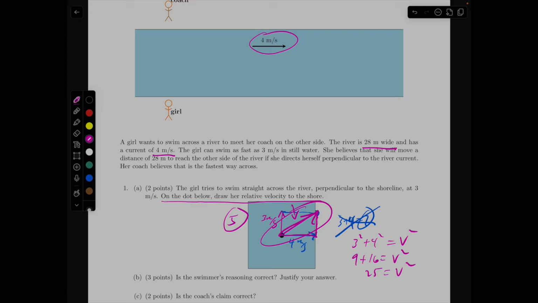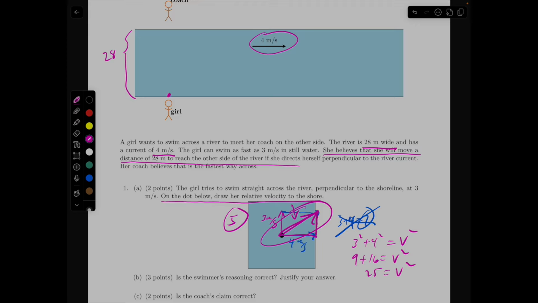All right, now is the swimmer's reasoning correct? What did she say? She believes she will move a distance of 28 meters to reach her coach if she directs herself perpendicular to the river current. So, all right, here's what we already know. We already know that the river is 28 meters across. Let's assume she starts here and she's going to start swimming.